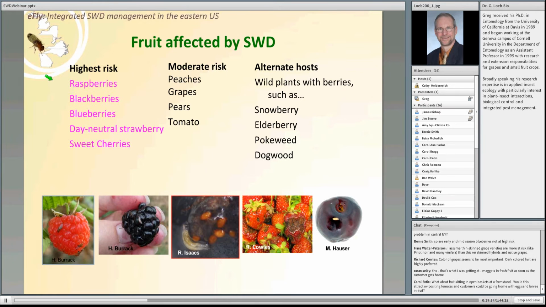Okay, I get a question from Carol Enton. What about fruit sitting in open baskets at a farm stand? Would this attract ovipositing females, and customers could be going home with eggs and larvae in fruit?